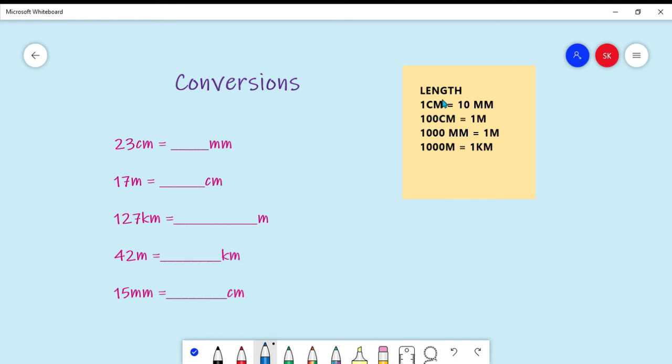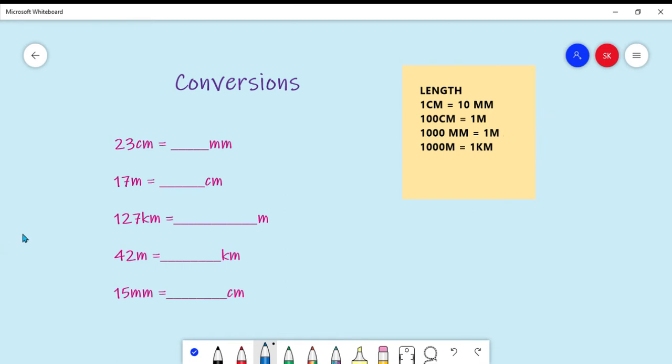These reminders are here for just a quick reminder on what conversions we are dealing with. Today we're doing length in this tutorial. So length conversions are as follows: 1 centimeter is equal to 10 millimeters, 100 centimeters is equal to 1 meter, 1000 millimeters is equal to 1 meter, and 1000 meters is equal to 1 kilometer. So we'll be using them to help answer our examples today.